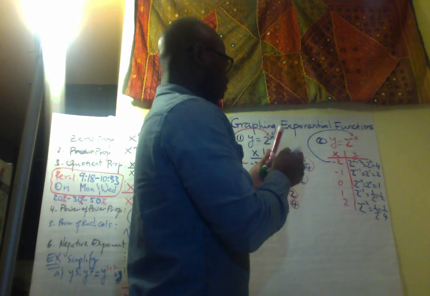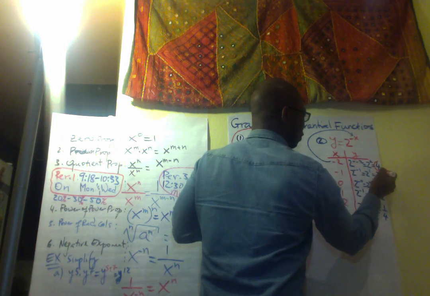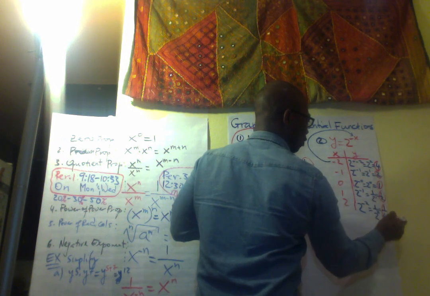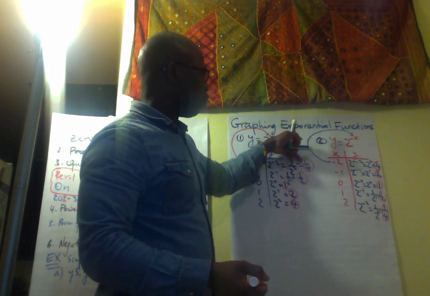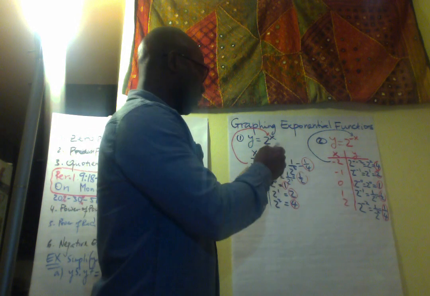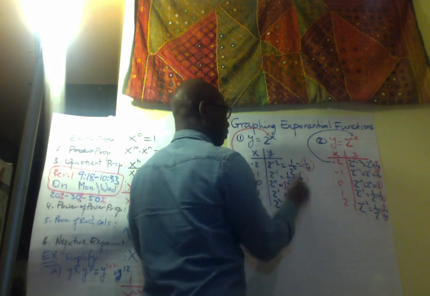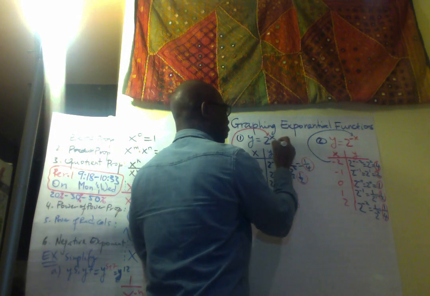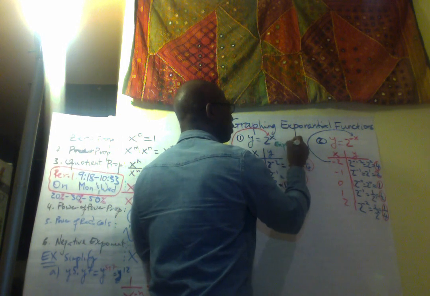Here are our 5 values of y: 4, 2, 1, 1/2, and 1/4. Look at this, guys. For the first function, we're going from 1/4 all the way to 4, so it's increasing. When this happens, we say this is exponential growth. It's increasing because the exponent is positive, 2 to the positive number. So we have exponential growth.